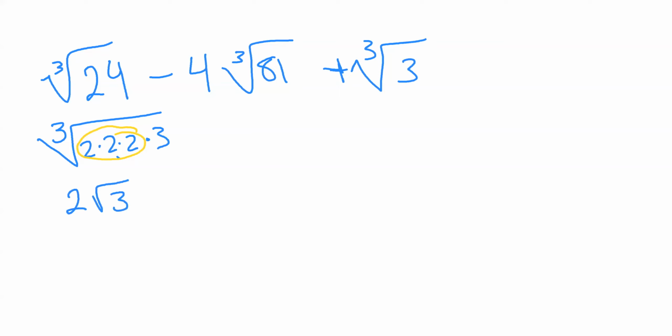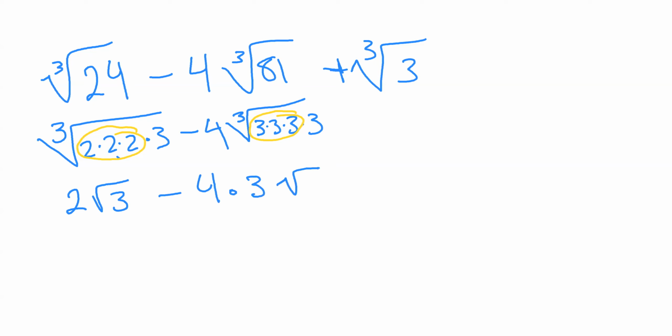Right. Now let's take a look at our 4 cube root 81. Well, 81 is going to be 3 times 3 times 3 times 3. And again, we've got those 3 factors of 3 that we can pull out. So we've got 4 times 3, but that last 3 is still stuck under the cube root. Okay. Now we've just got this cube root of 3, which we cannot simplify.